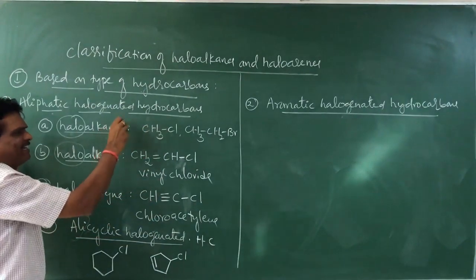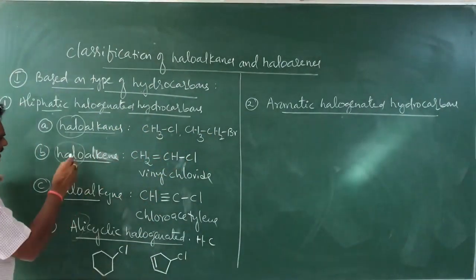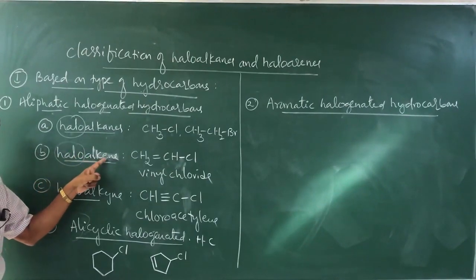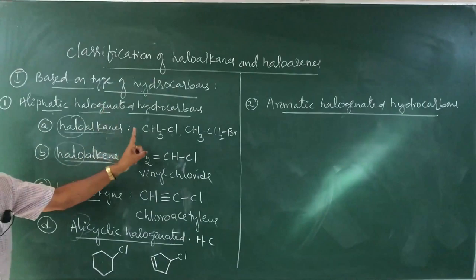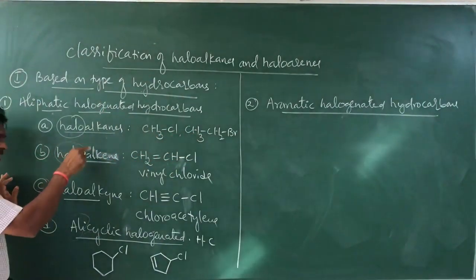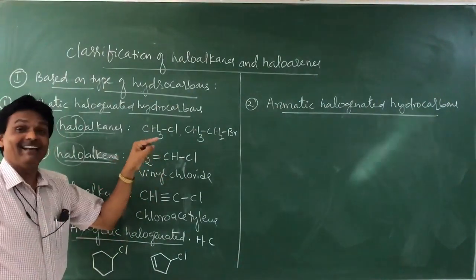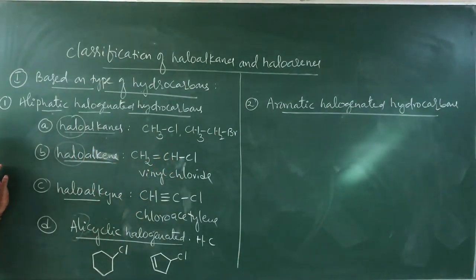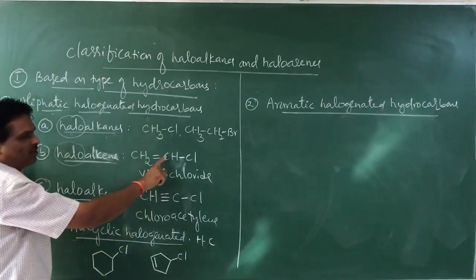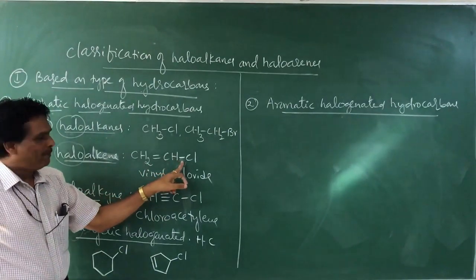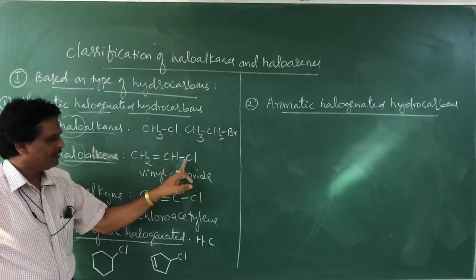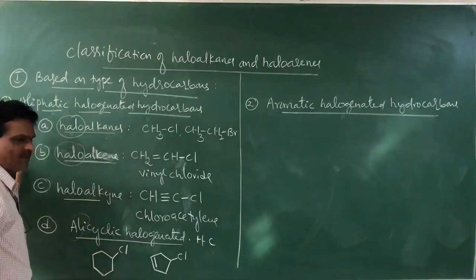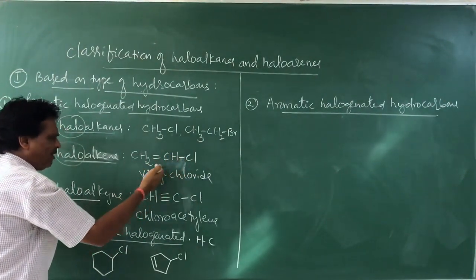This is the example for monohaloalkane, where one hydrogen atom of alkane is replaced by one halogen atom. Another kind is haloalkene. Haloalkenes are the halogen derivatives of alkenes obtained by the replacement of one hydrogen atom of alkene by one halogen atom. So example is vinyl chloride, also called chloroethene. It is obtained by replacement of one hydrogen atom of ethene or ethylene by one chlorine atom. So this is the halogen derivative of alkene.